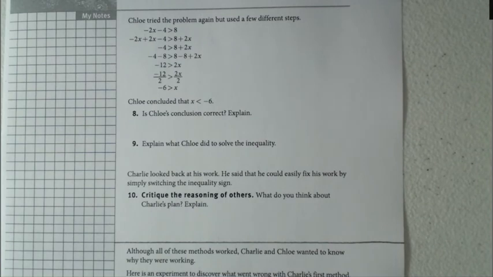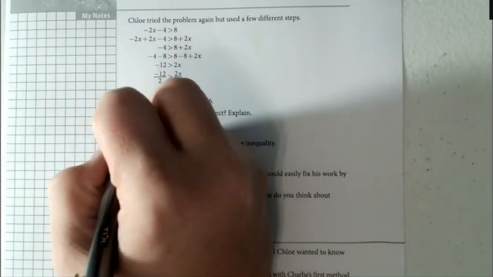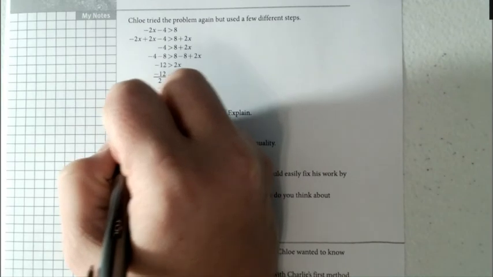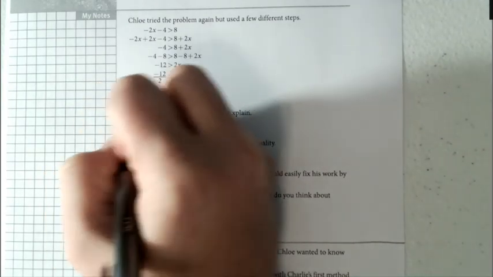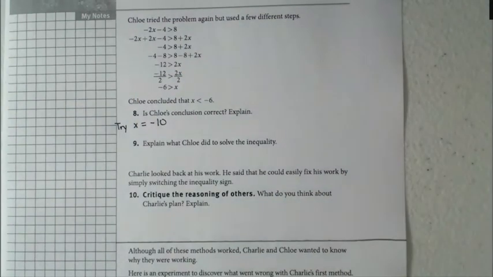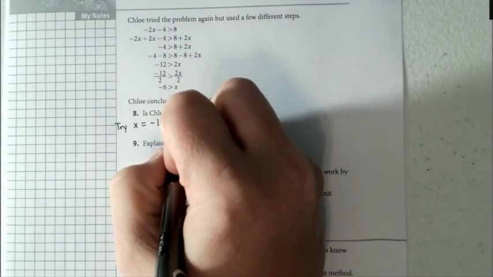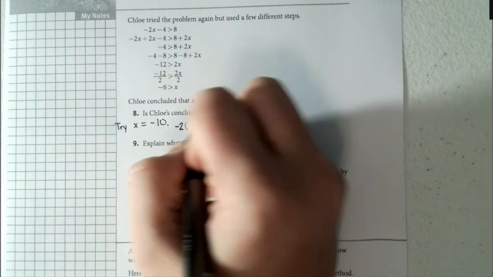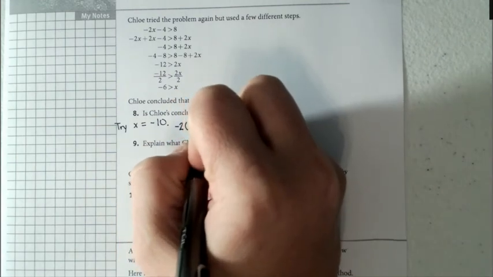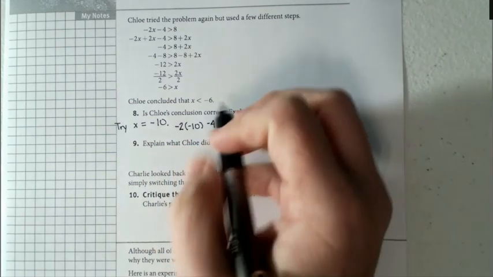Well, the only way we can do this is to test it out. Let's try a number that is less than negative 6. Well, try x equal to negative 10. That's less than negative 6. Okay? So we're going to do negative 2 times negative 10 minus 4 greater than 8.